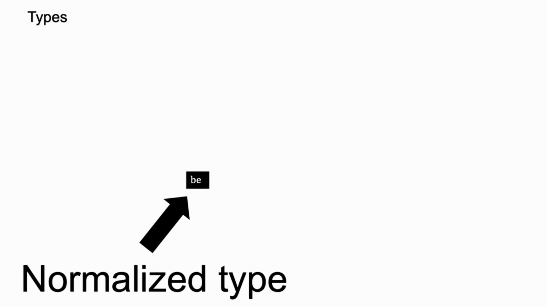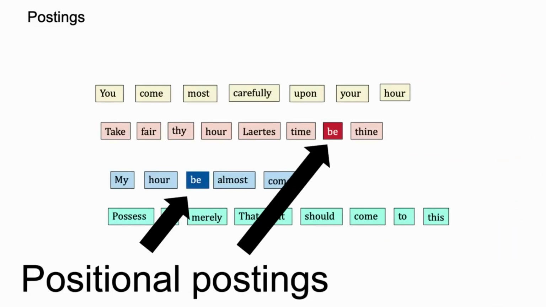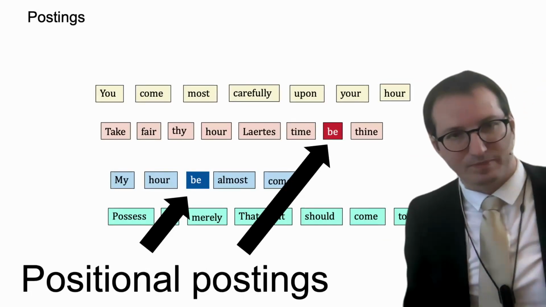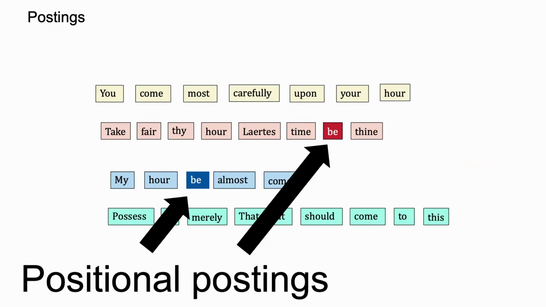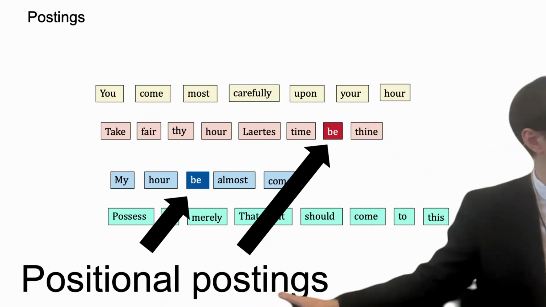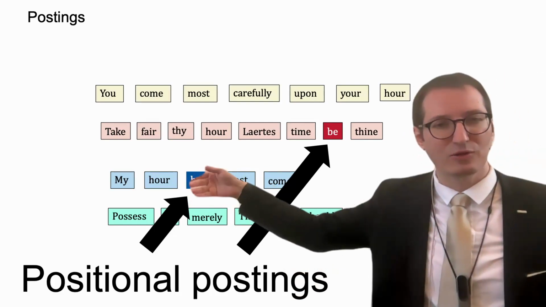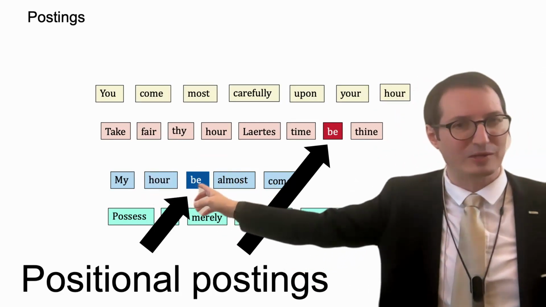And whether it is or am or are, and so on, then it's the same type, and you call it a normalized type. Now, when you have these normalized types in the context of a document and at a specific position, you call them positional postings. It means that be, the verb to be, is appearing at position 3 in the blue document.